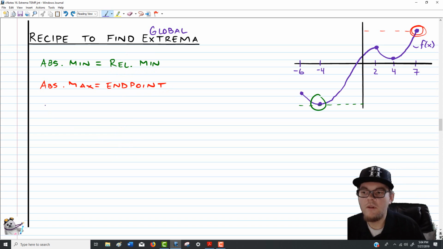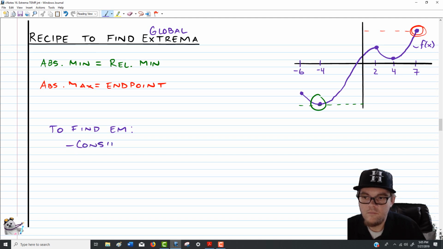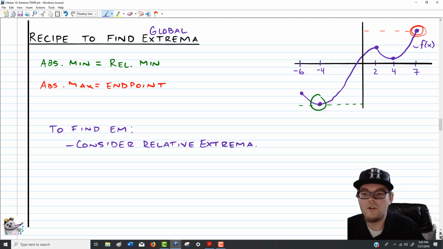So the moral of the story is, if you want to find global extrema, you have to consider both relative extrema and endpoints.